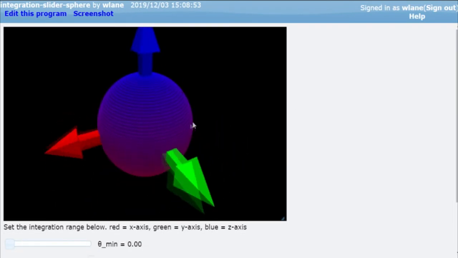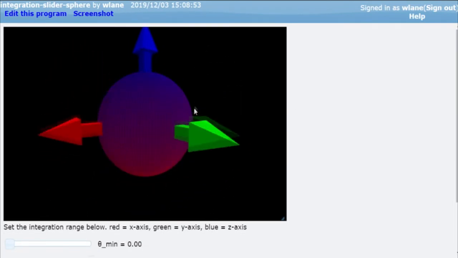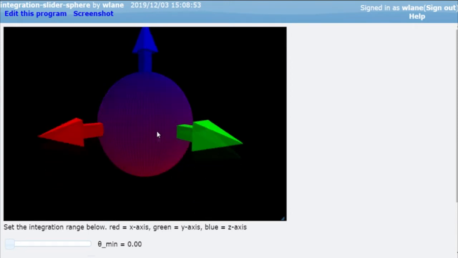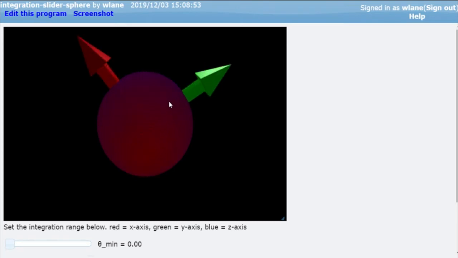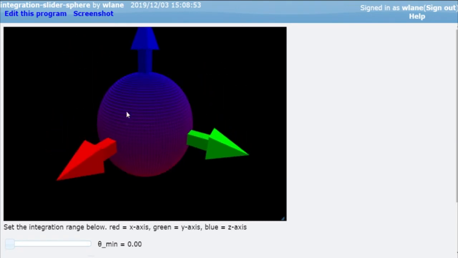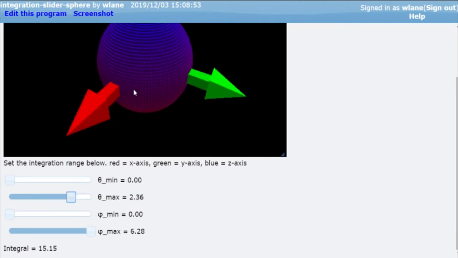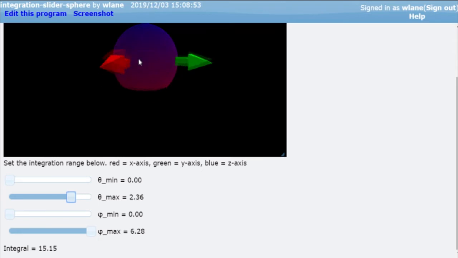The way I've indicated the value of the function is by the color. So blue indicates a higher value. The red down here indicates a lower value because theta is going from here down this way. Let's try changing our theta max here. That's taking off from the bottom. So this is higher, this is lower, excuse me. Oh, that's right, because it starts at 0 and goes down to pi. Okay, so I had that backwards.